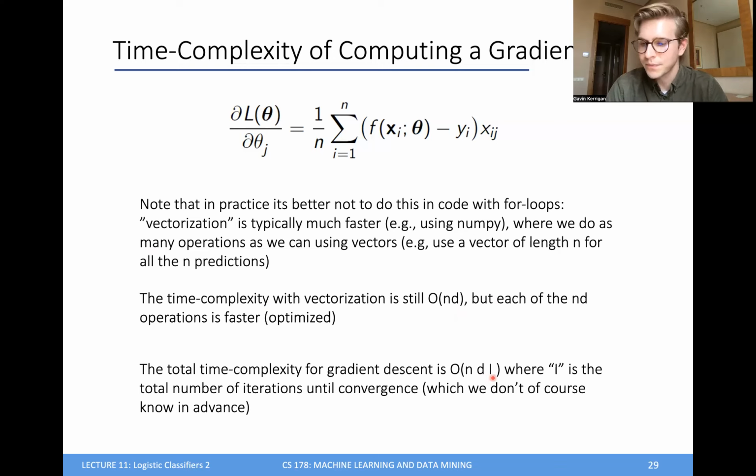i.e., before convergence. We, of course, don't know a priori how many iterations we're going to be using in our algorithm prior to convergence. Usually we stop our gradient descent algorithm when the gradient is smaller than some threshold. So we don't know I in practice, but good to know that this essentially scales linearly with the number of steps that we're doing.